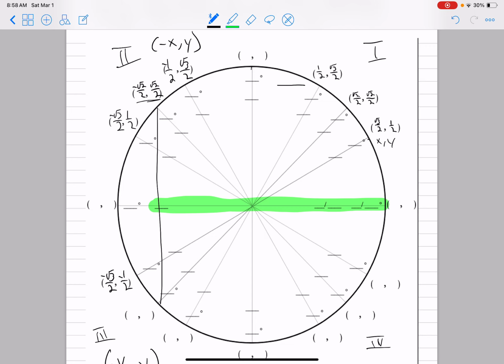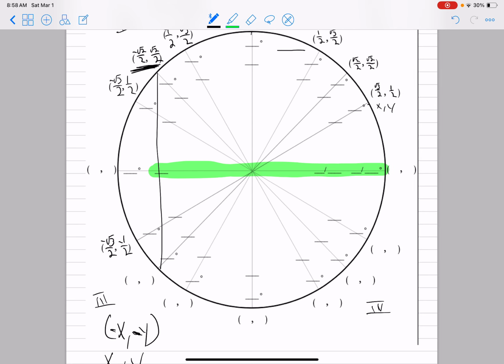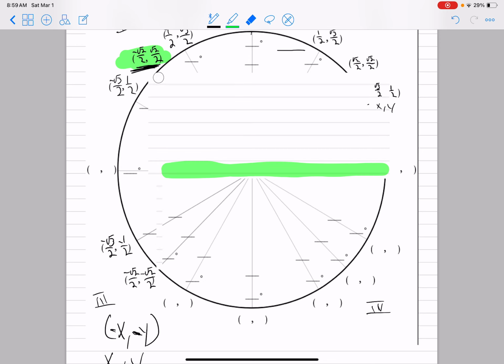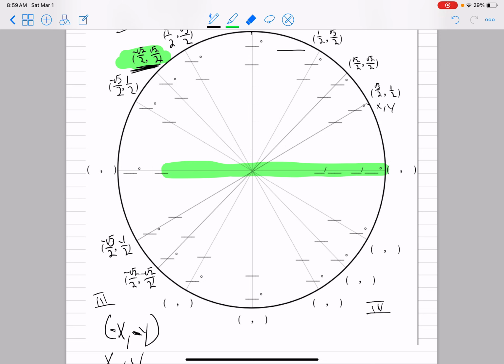I'm saying, okay, here's what I started with. But now I know I'm in quadrant 3, so all my X's are negative and my Y's are negative. So if I'm referring to this, my X's are negative, so negative root 2 over 2. And my Y's are negative, negative root 2 over 2. I got it.